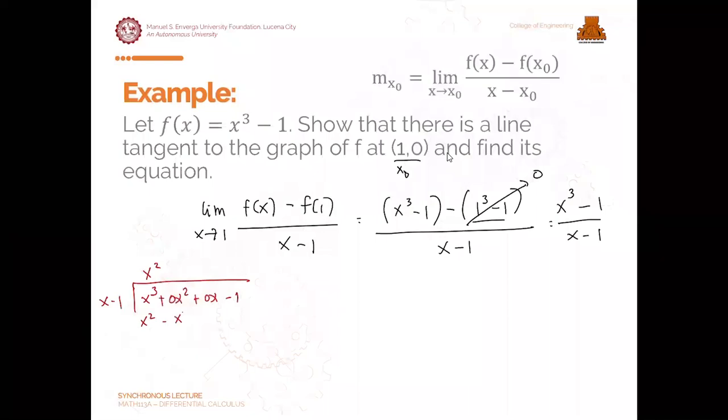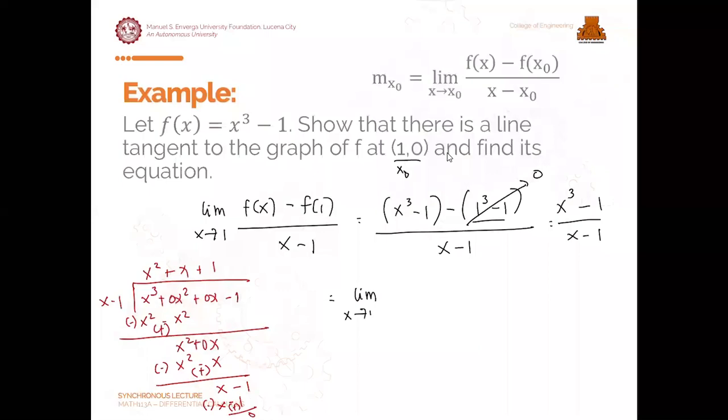Squared minus squared. So, we have change sign. So, x squared plus 0x. So, plus x. So, x squared minus x. Then change sign. So, we have x minus 1. So, plus 1. So, x minus 1. Change sign. So, we have 0. So, yung magiging sagot natin ngayon is limit of x approaching 1 ng x squared plus x plus 1.